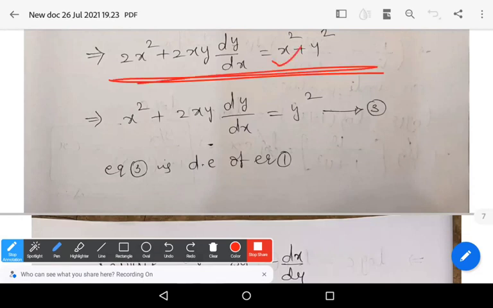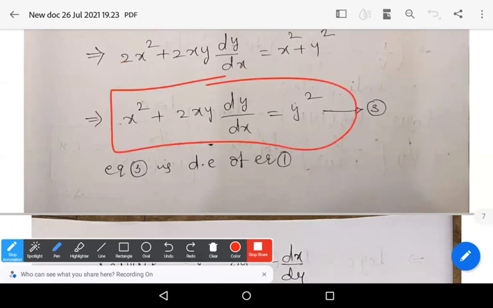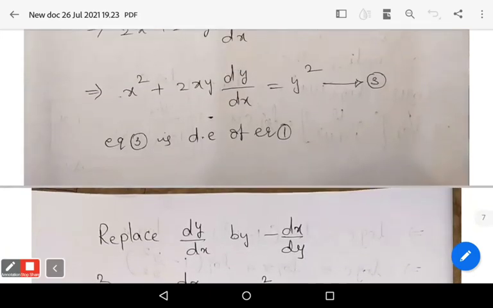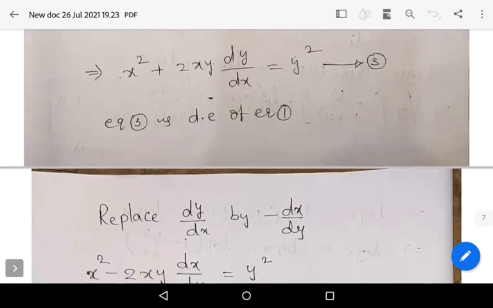You observe that here is x square, here 2x square. So 2x square minus x square gives simply x square. So x square plus 2xy dy by dx is equal to y square. Now the differential equation 3 is independent of the parameter c. Therefore, it represents the differential equation of the family of curves.